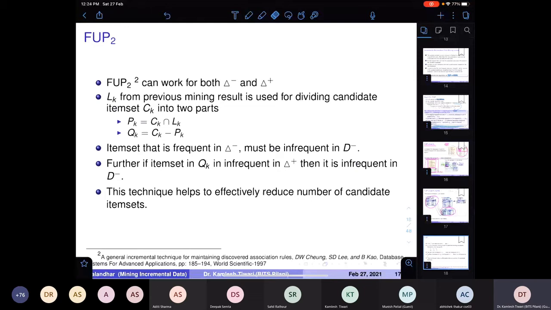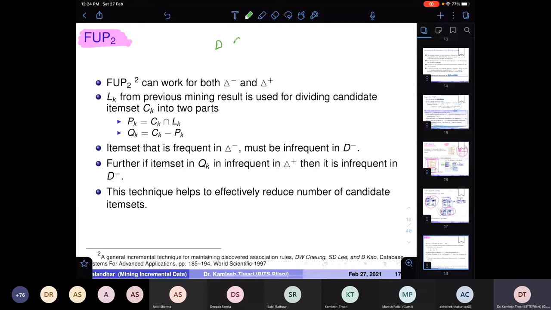Next algorithm is just an improvement on the previous one. This is called the FUP2 algorithm, fast update 2 algorithm. Important about this algorithm is that it can handle addition as well as subtraction, both things. FUP2 algorithm can handle insertion and deletion both. Very good. So how does it do this? Actually there is nothing more than this particular simple equation, because you know that this has gone, this has been introduced.